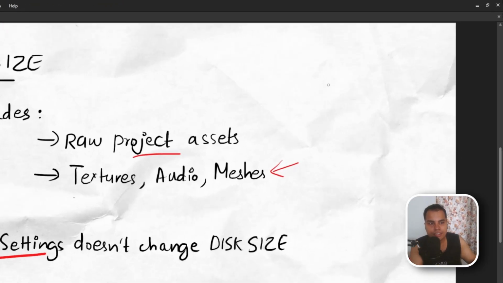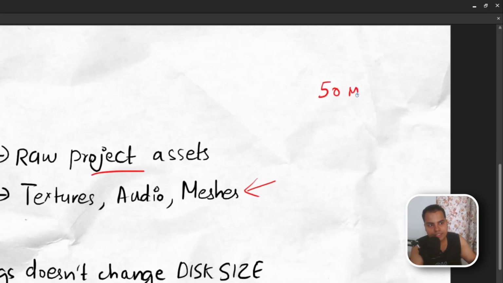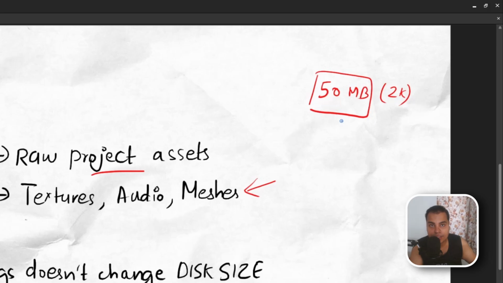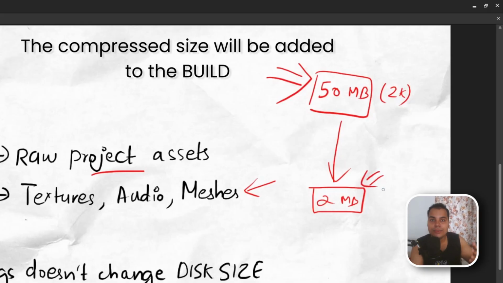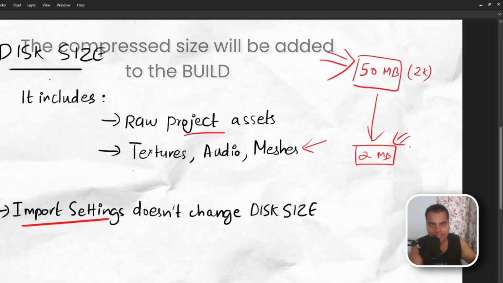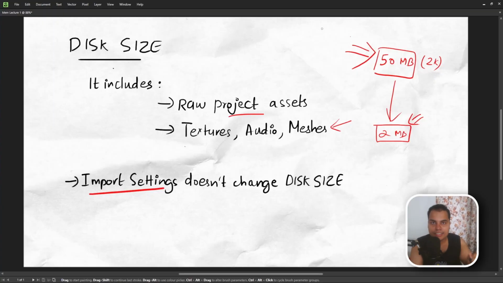If you have a file that is like 50 megabytes and this is like a 2K texture, and if you compress it inside Unity's inspector, it may turn to 2 megabytes, but the disk size is still the same. Disk size, meaning the size in your storage, is still 50 megabytes, even though the actual thing used in the game is only 2 megabytes. This 2 megabytes is included in the build size. I hope that makes sense. Import settings doesn't matter to disk size. This is very, very important.